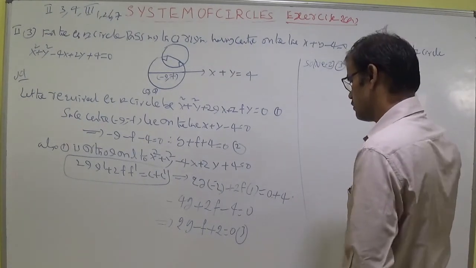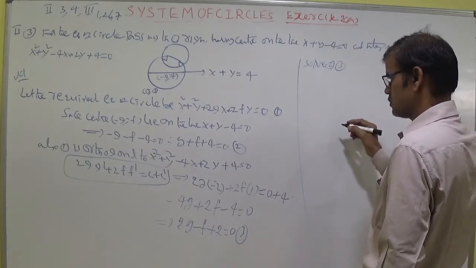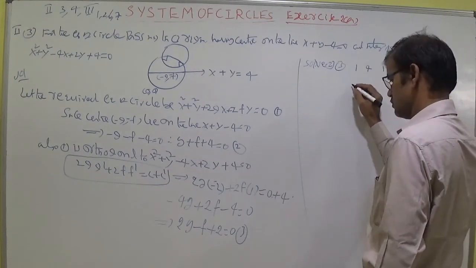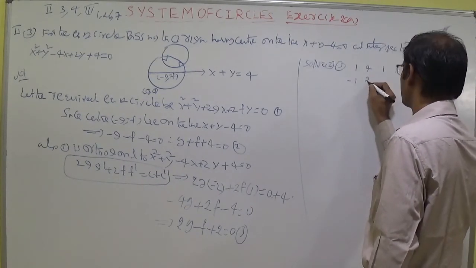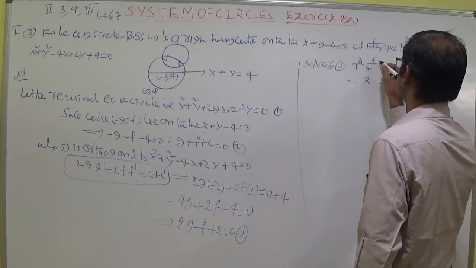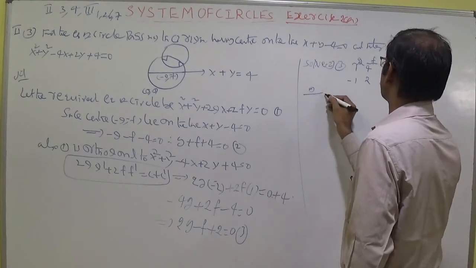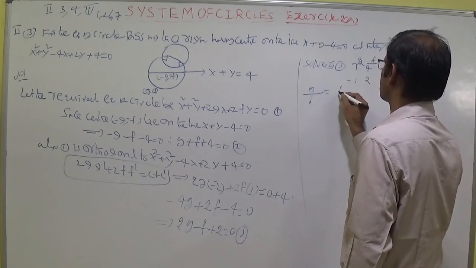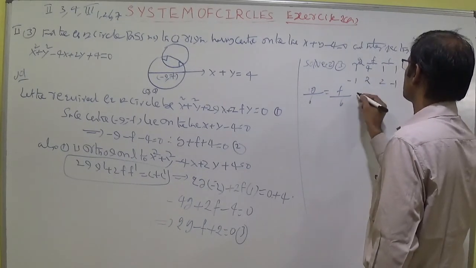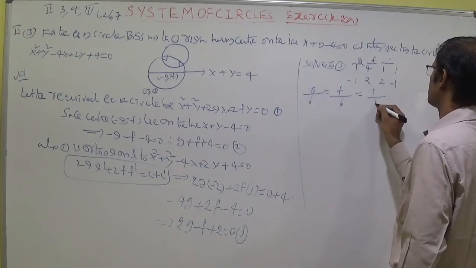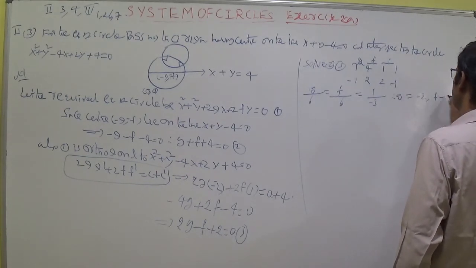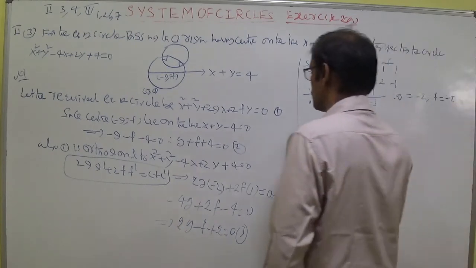Solve 2 comma 3. 1, 4, 1, 1. Here minus 1, 2, 2, minus 1. This is for g, this is for f, this is for 1. G by 2 plus 4, 6. F by 8 minus 2, 6. 1 by minus 1, minus 2, minus 3. Therefore, g is equal to minus 2, f is equal to also minus 2.